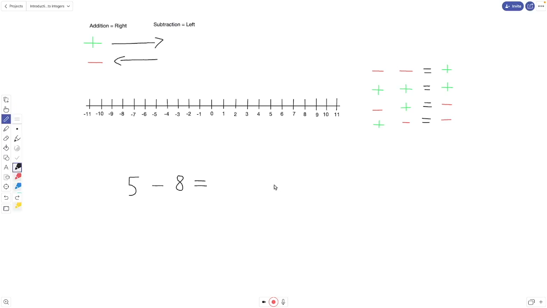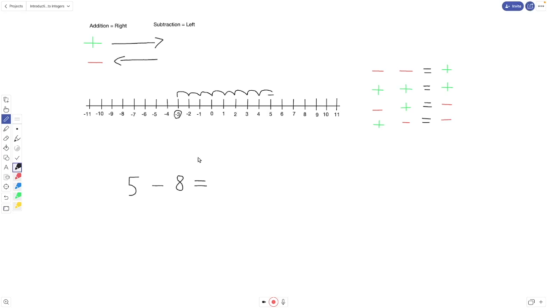Our first question is going to be 5 minus 8. Let's find 5 on the number line. Now, where are we counting? We are subtracting. So where are we going to count? Towards the left. So we're going to go 1, 2, 3, 4, 5, 6, 7, 8. We counted 8 times and we arrive at -3. So -3 would be our answer.